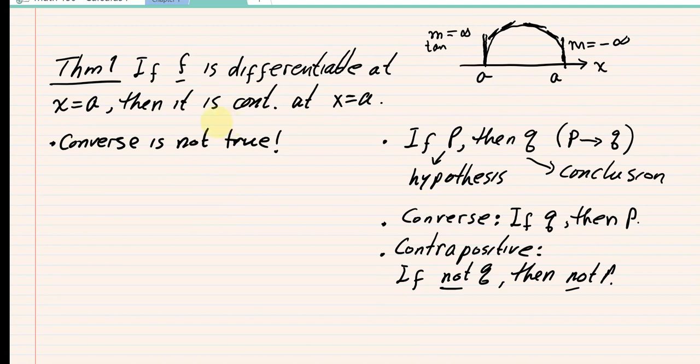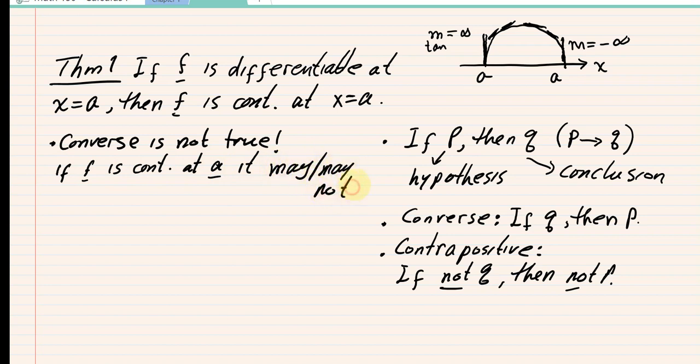Remember, the conclusion said that f is continuous. So the converse would be: if the function is continuous, then it has to be differentiable, and that is not true. Keep that in mind. If a function is continuous at a, it may not be differentiable. So here's what I'm saying: if f is continuous at a, it may or may not be differentiable at a.